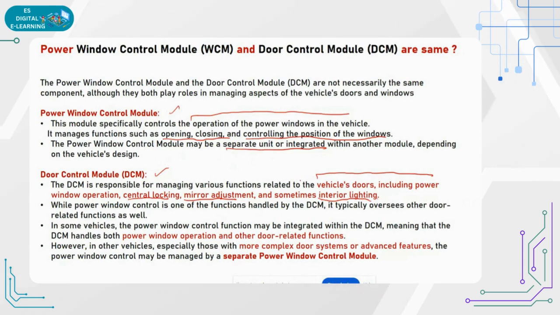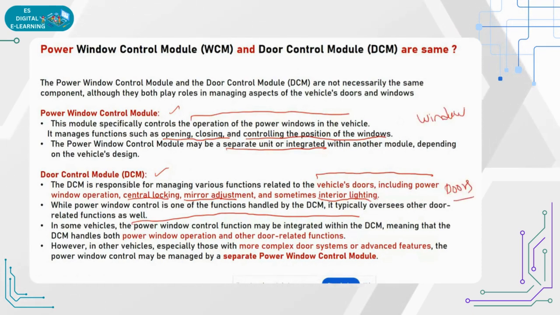So the power window is one and the door control is another. In some vehicles the power windows are integrated with the DCM and some are not. Okay, we already discussed these points. This is just to differentiate whether the power window and door control modules are the same or not. So I'm making a separate point for the power window. It handles the opening and closing of the window, and it is door specific. This is the doors, and this is the window.